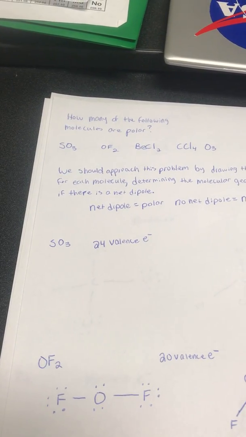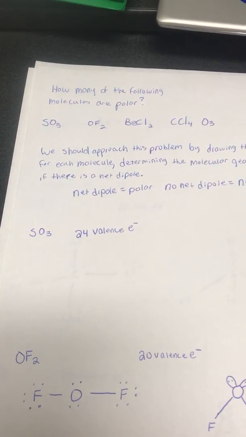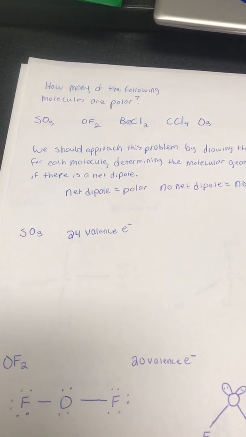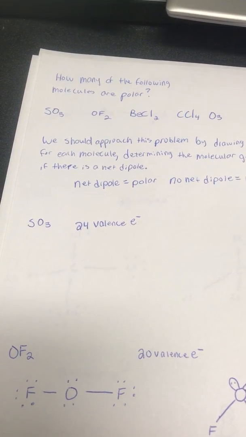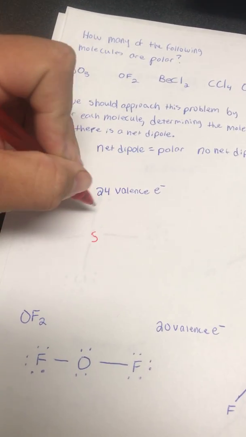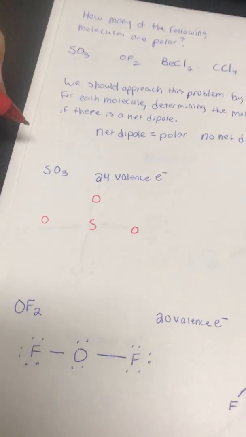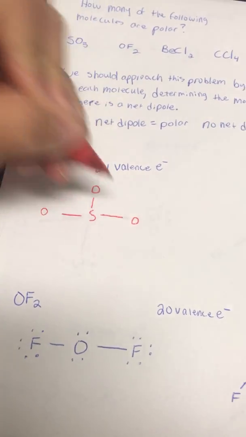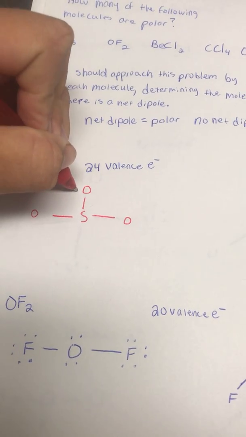Let's start by drawing the Lewis structure for SO3. First step is we need to go to the periodic table and determine how many valence electrons will be in this structure. We know that sulfur will be the central atom because it has the smallest electronegativity, and that there will be 3 oxygens around it. Let's start by putting bonds to each oxygen and then giving our outside atoms octets.